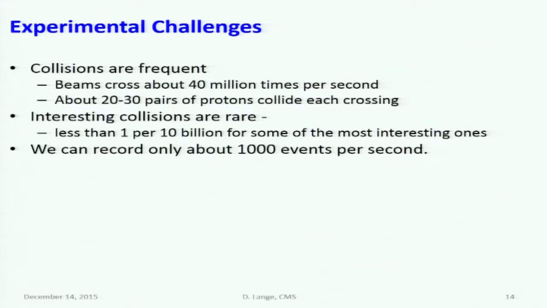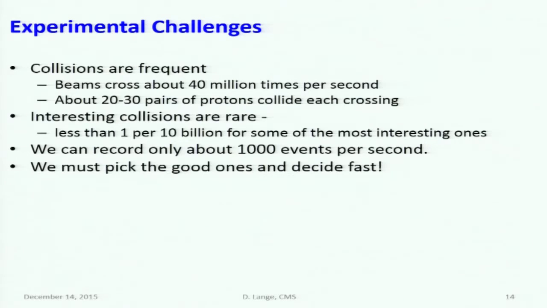Okay, so the next challenge is that we can't afford to keep all those events, writing them out to disk for people to look at. For most of them, we have to decide in essentially real time if we want to keep them or discard them. So we keep about 1,000 events per second, and that's what I mean by triggering. We say we trigger on an event, which means we decide we want to keep it for later.